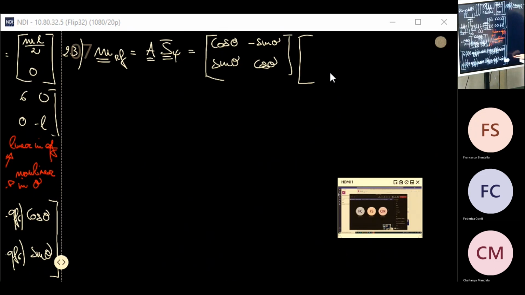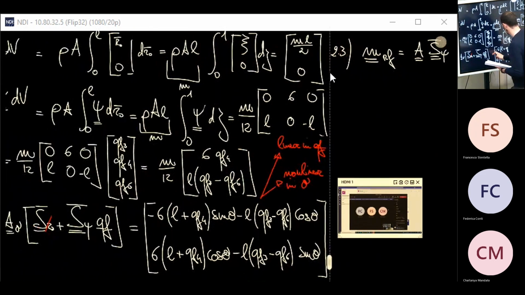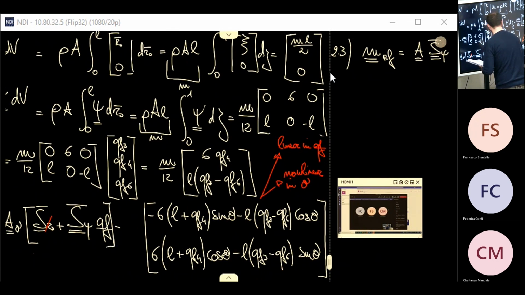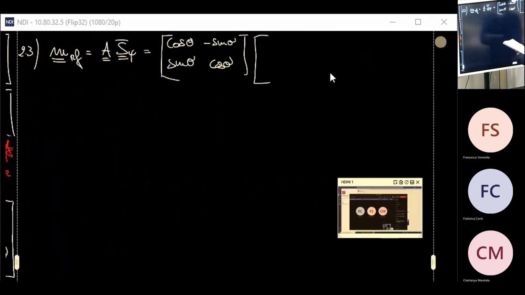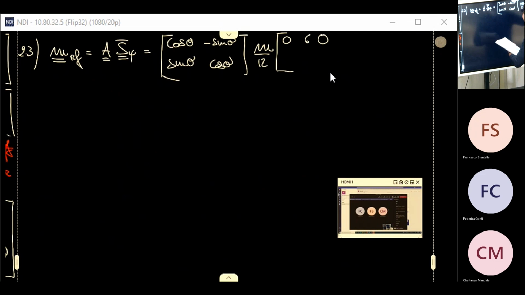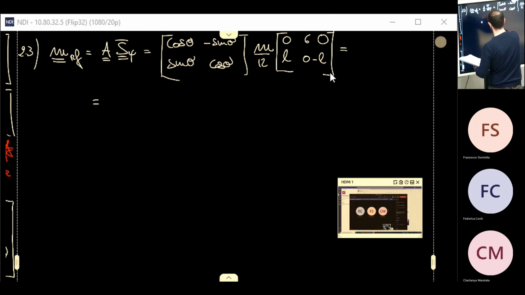Sorry, I think that I missed something here. I missed M over 12. Times M over 12, multiplying 0, 6, 0, L, 0, minus L. And this is very easy.